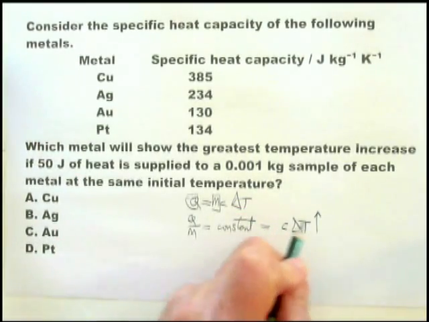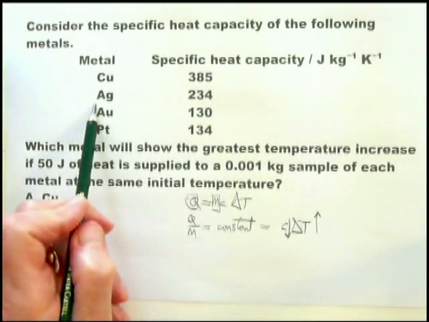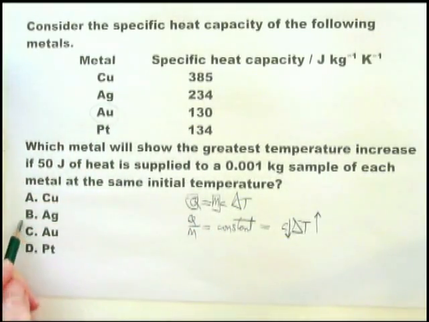If the temperature increases, the value of C must go down. So therefore, to get the highest change in temperature, I need the lowest value of C. What is the lowest value of C? Au. There it is, C here, Au.